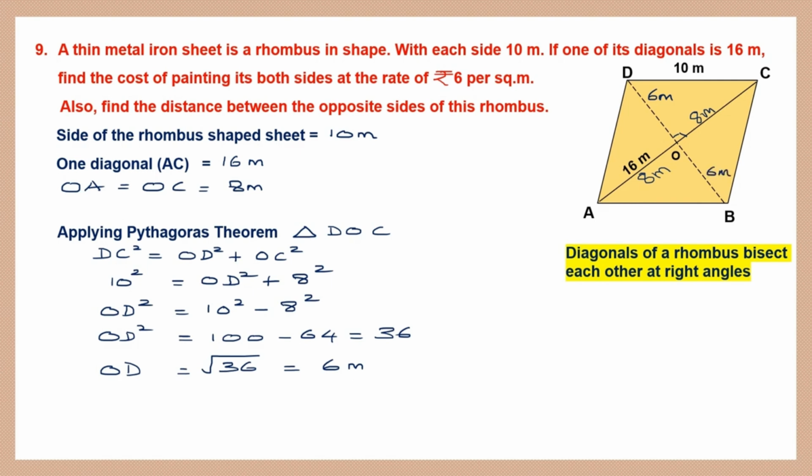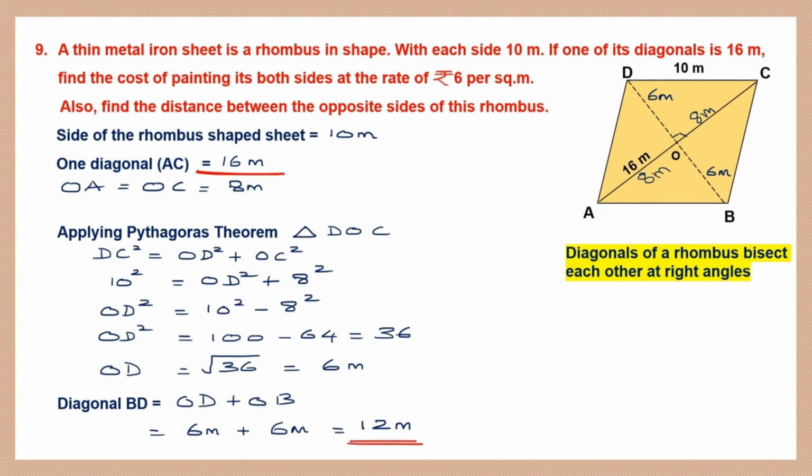So now we can find the length of the diagonal BD. Okay, so let's do that. So diagonal BD is equal to OD plus OB. And how much is OD? 6 meters. And OB is 6 meters. That means the diagonal BD is now 6 plus 6, 12 meters. So can you see we have one diagonal here and we also have one diagonal here.